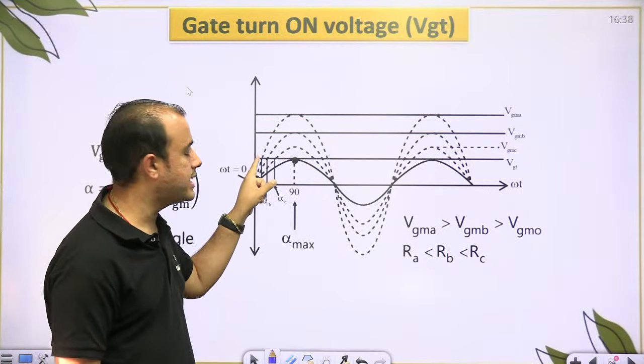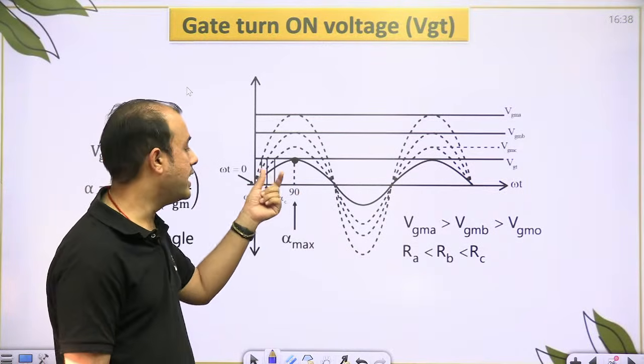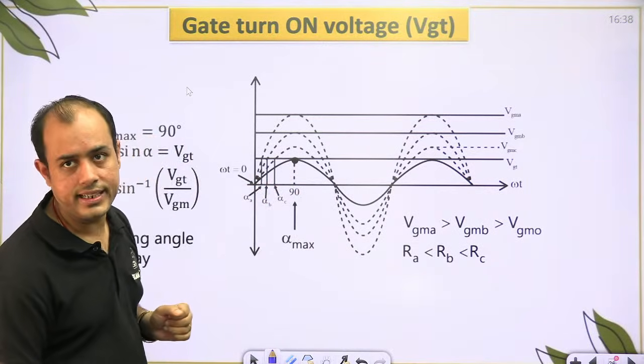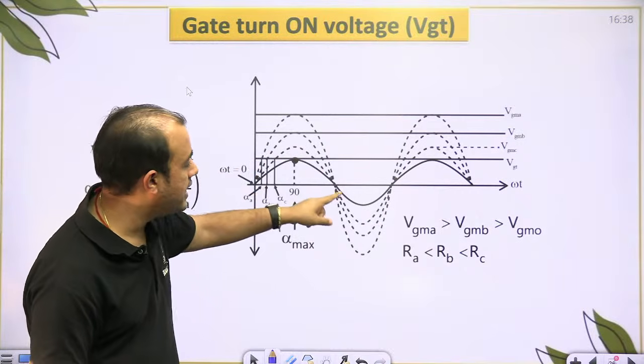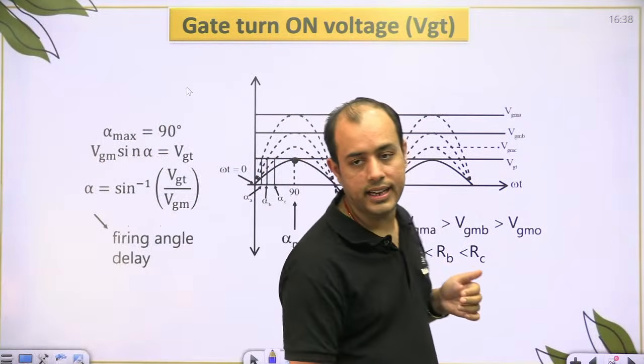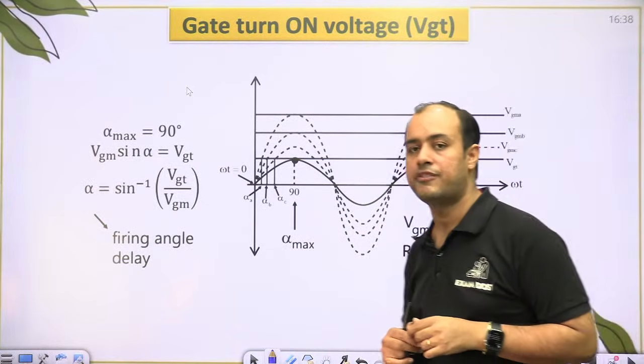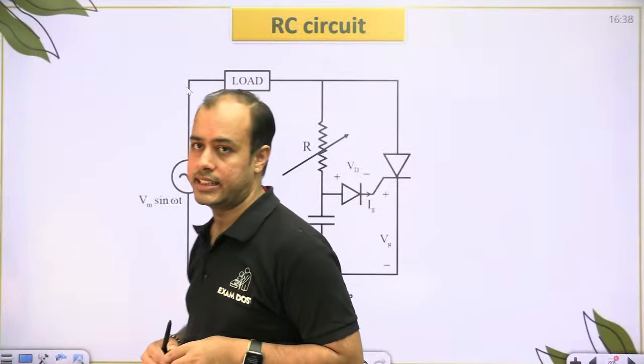जिस एंगल पे थ्रेशोल्ड को कट करेगा ग्राफ, वहां से अल्फा मिलेगा, and maximum alpha will be 90 degree at which the gate voltage just touches the threshold. ठीक है, जब गेट वोल्टेज जस्ट थ्रेशोल्ड को टच करेगा तब मैक्सिमम फायरिंग एंगल आएगा 90 डिग्री.